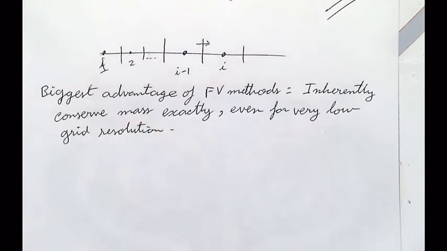Does this make sense? This is the most important property of finite volume methods. This is not true for most other finite difference methods. You might start losing mass if your grid is too coarse. So that can be an issue.